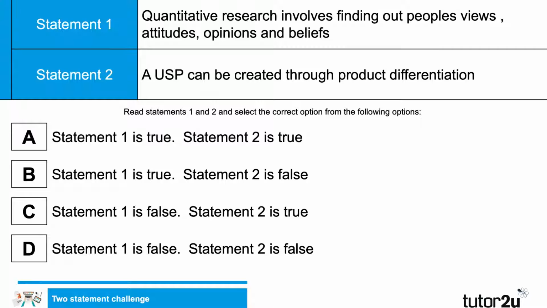Thank you to all those who have responded already. The chat window is very active, and there's universal agreement, I think. Well done, folks. The answer is, of course, C. Statement 1 is false. Quantitative research is about numbers and figures. Qualitative research is about views, attitudes, opinions, and beliefs. Be very careful with those terms, as they are often mixed up. Statement 2 is true. As I said with question 2, a USP is all about differentiation.